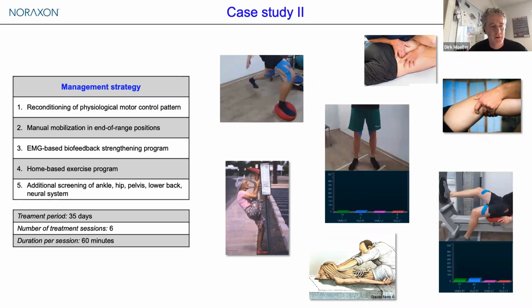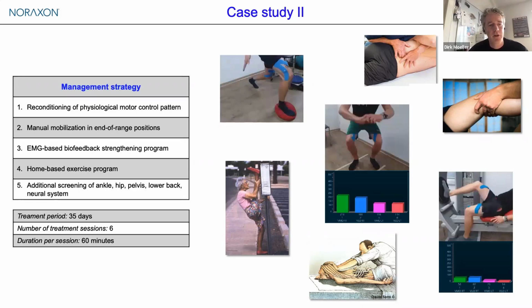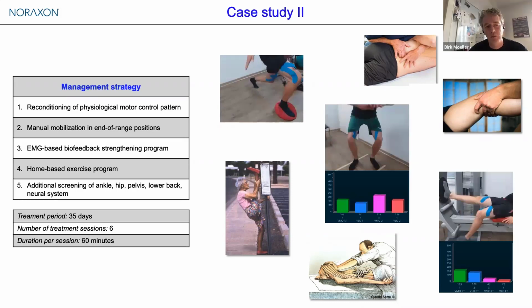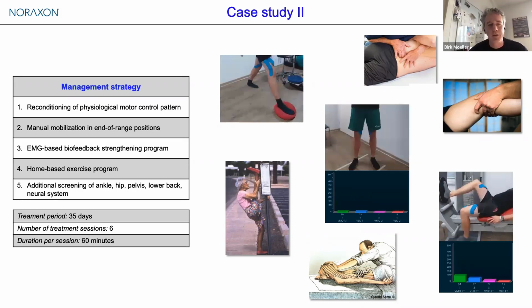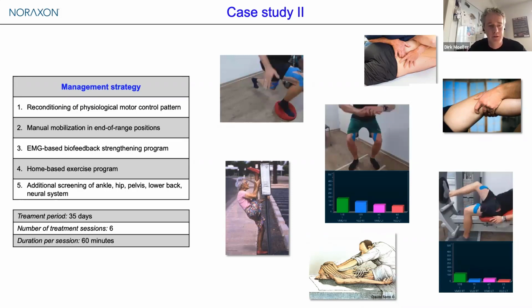In total, we have a treatment period of 35 days. The number of treatment sessions was 6, and the duration per session was 60 minutes. So what are the results? Might be very interesting.